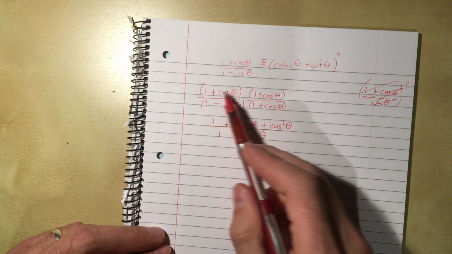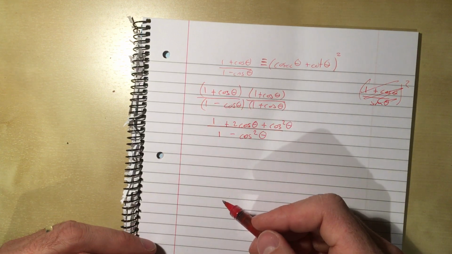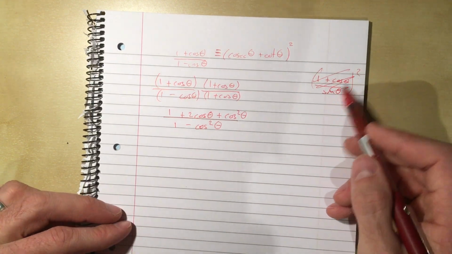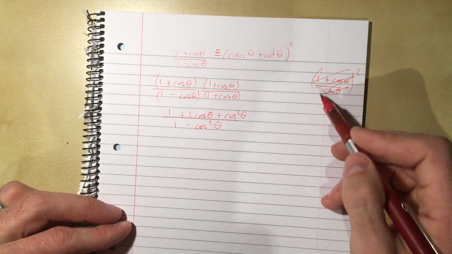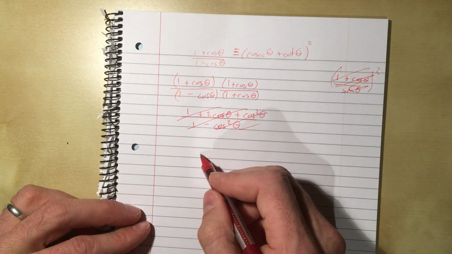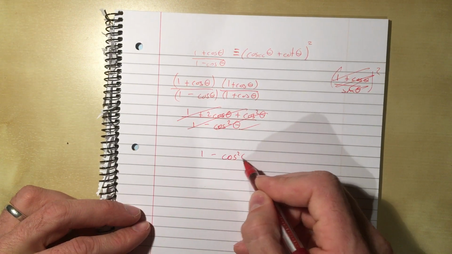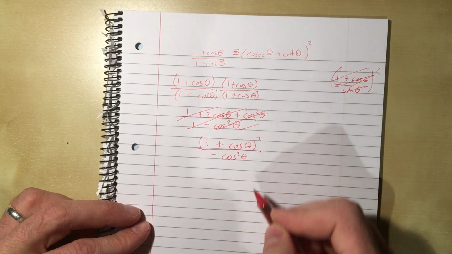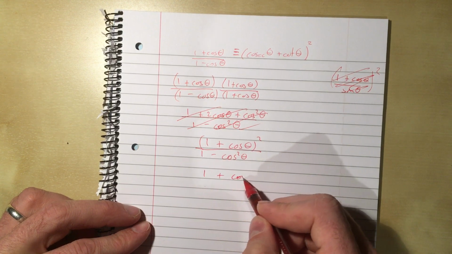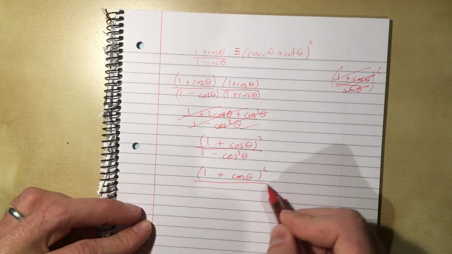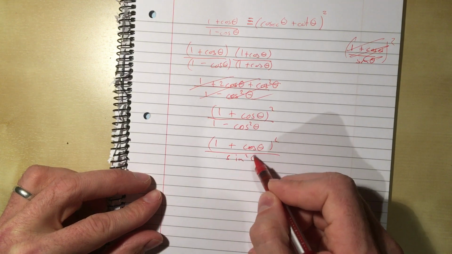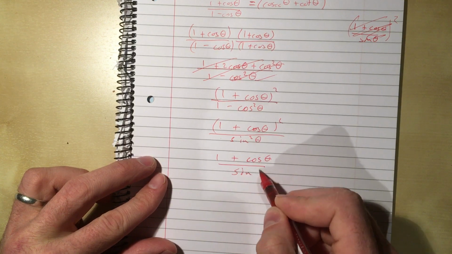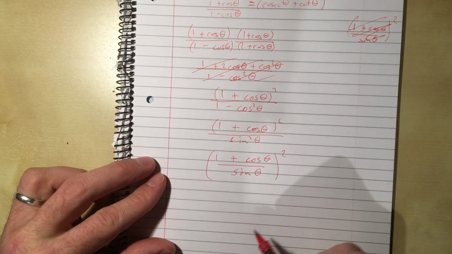Okay, that's not looking too promising. Maybe I should have left that as 1 plus cos theta all squared. Yes, I should. Of course I should. If I go back to looking at what we said before, so let's do that again. We get 1 minus cos squared on the bottom. And on the top, I get 1 plus cos theta all squared. That is 1 plus cos theta all squared over sine squared. And that is 1 plus cos theta over sine theta all squared.